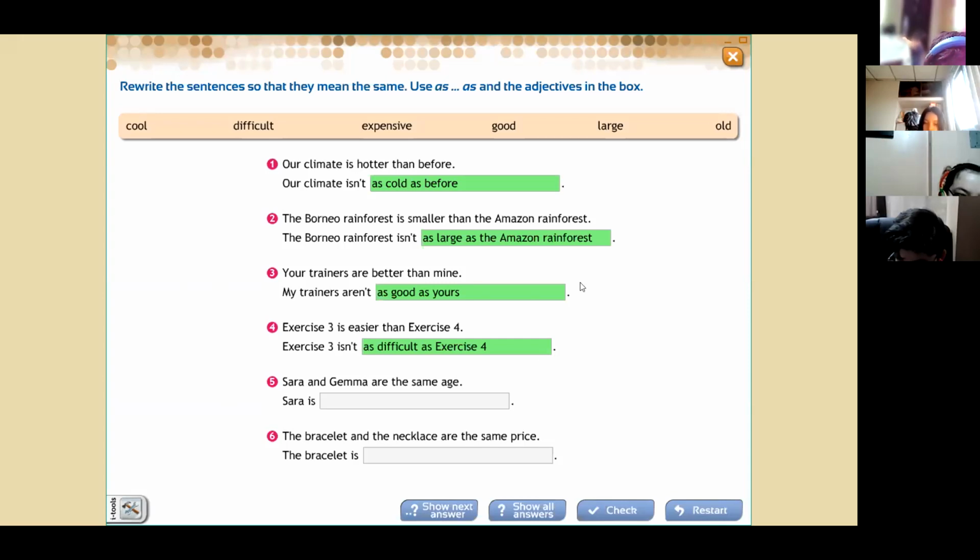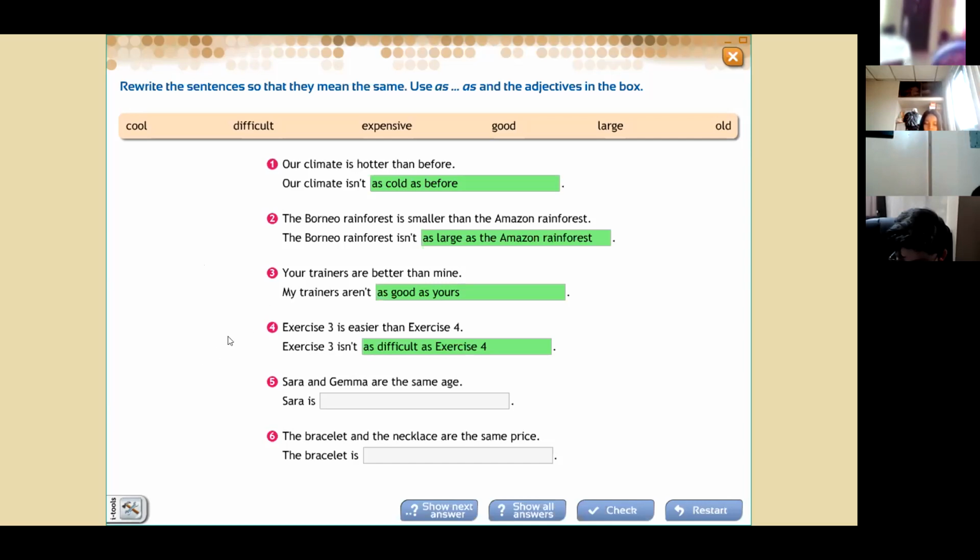Sarah and Gemma are the same age. So Sarah is, if they are the same age, what happens between these two girls? What adjective do we need to talk about the relation of comparison here? Number 5. Okay, Mr. Cavariano, no answer.